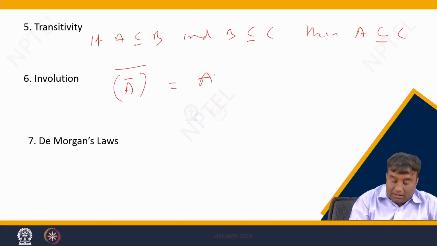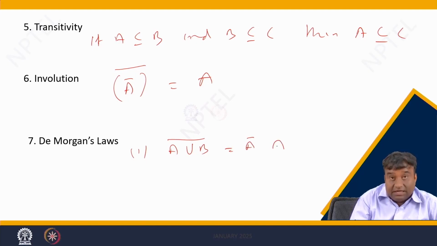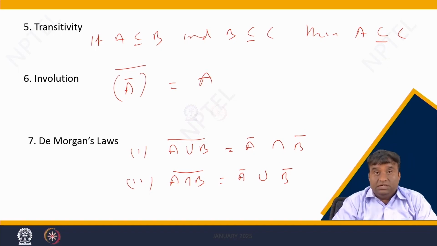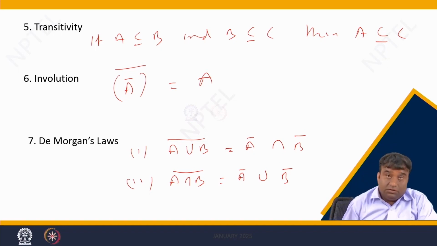Okay. Now De Morgan's laws. First, the complement of A union B is equal to A complement intersection B complement, with the sign changing. And second, the complement of A intersection B is A complement union B complement. So that is De Morgan's law. These are some laws or properties of fuzzy sets.